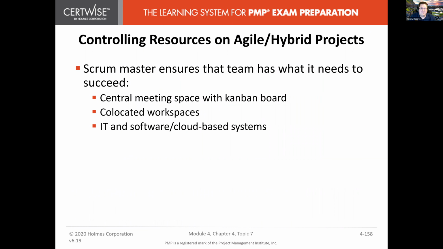So controlling resources on the Agile and hybrid projects. So like I've said, there's one type of Agile called Scrum. So as a Scrum Master, which is their project manager, ensure that the team has what it needs to succeed. A central meeting space with a Kanban board, co-located workspaces, IT and software, cloud-based systems, whatever they need. These are just some of the things that are needed.